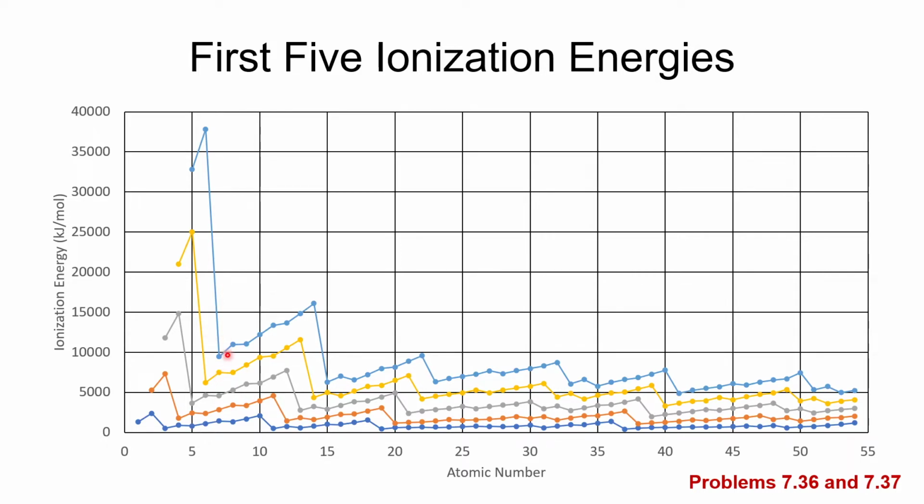Now, a couple of things you'll notice here. Hydrogen only has one ionization energy, and that's because it only has one electron. Once you remove one electron from it, you can't remove another electron. There's no more electrons to remove, so that's why we only see one. For helium, we only have 2. For lithium, 3. Okay, so there's that.